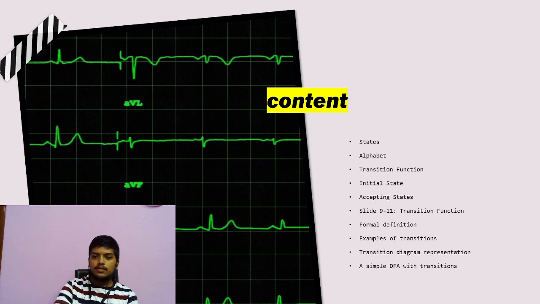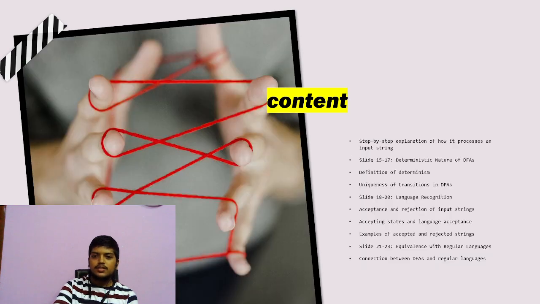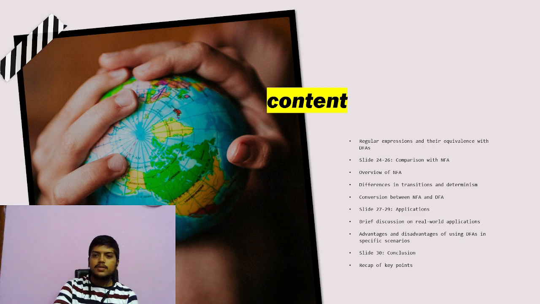Later, you have examples of transitions, transition diagram representations, simple DFA with transitions, definition of determinism, acceptance and rejection of input strings, accepting states and language acceptance, example of accepted and rejected strings, equivalence with regular language, connection between DFAs and regular languages, regular expressions and their equivalence with DFAs, overview of NFA, differences in transitions and determinism, conversion between DFA and NFA, brief discussion on real world applications, conclusion.